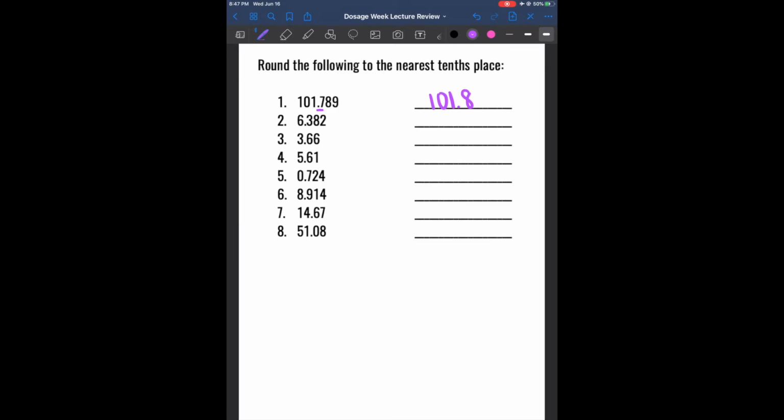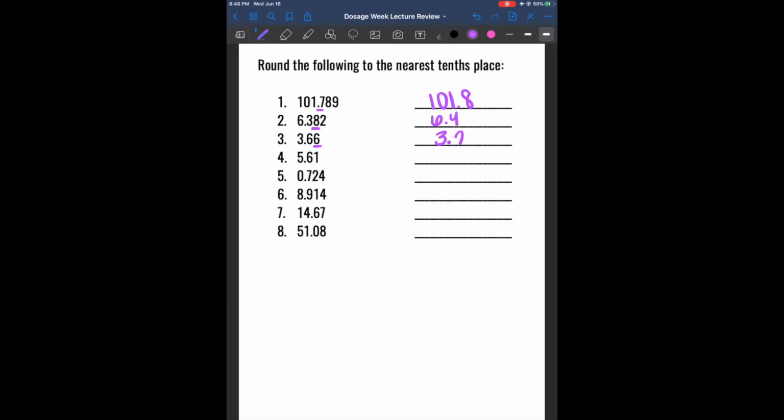This next one, you're looking at the 8 is what you're going to base your rounding off of. It is 5 or higher, so you add 1. Same thing for the next one. We're basing it off of the 6, so we want to add 1.